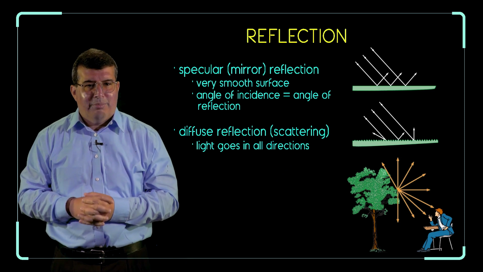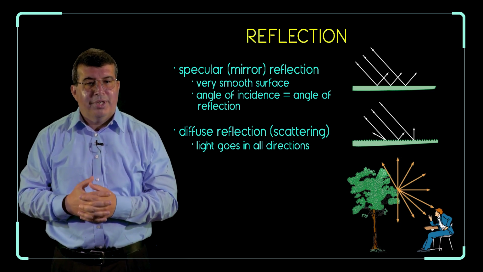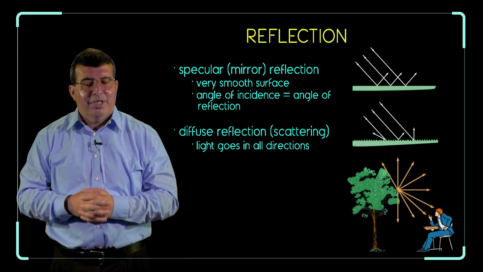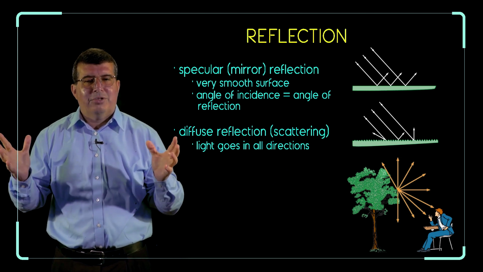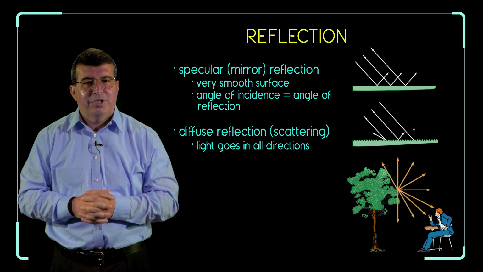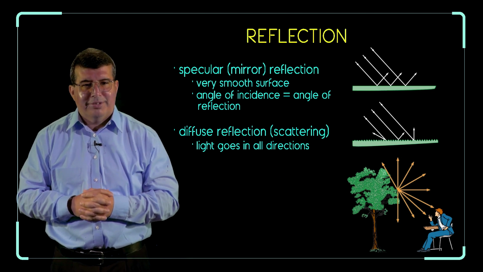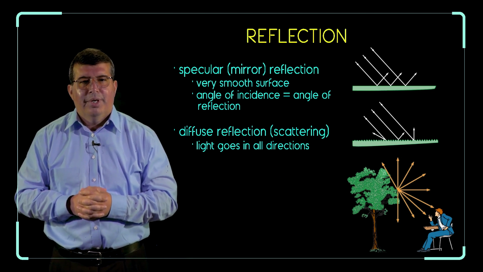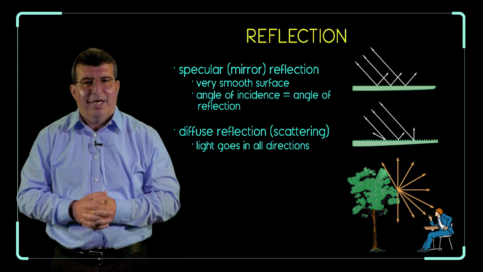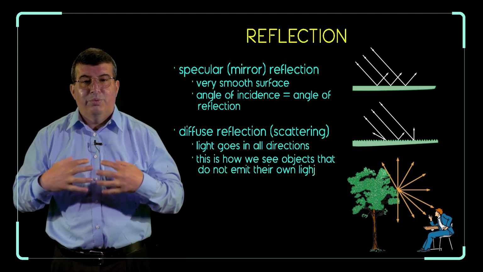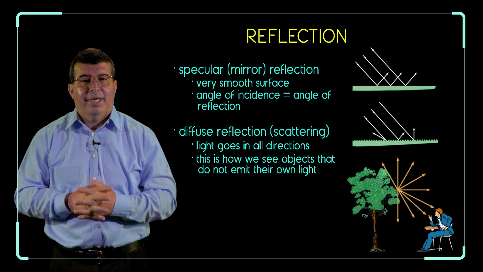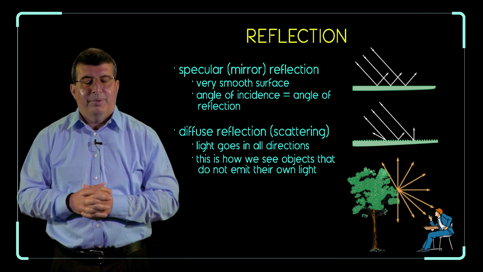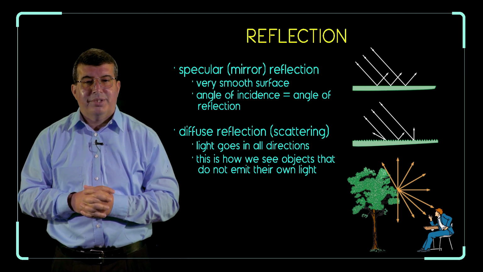This is similar to the bottom diagram with the student looking at the tree. Sunlight hits the tree, and that light, when it hits the tree, scatters off in all directions, some of which goes to the student at the desk. So that is how we see objects that don't give off their own light. They diffusely scatter light, and we can see it in all different directions.